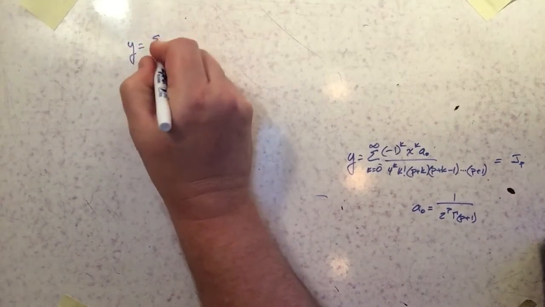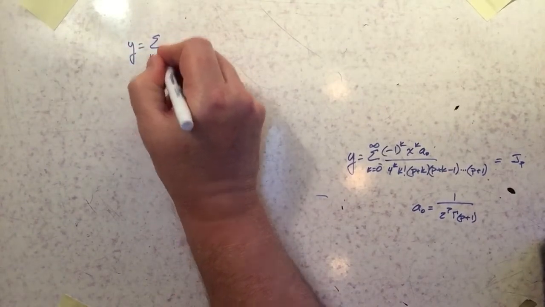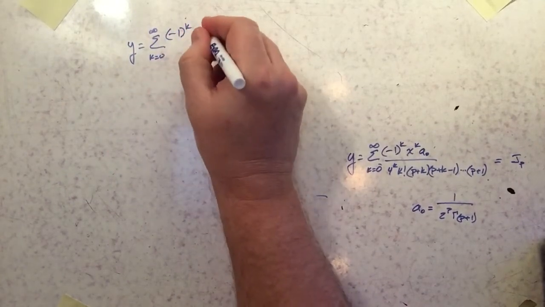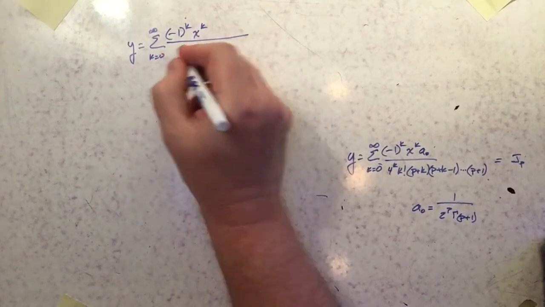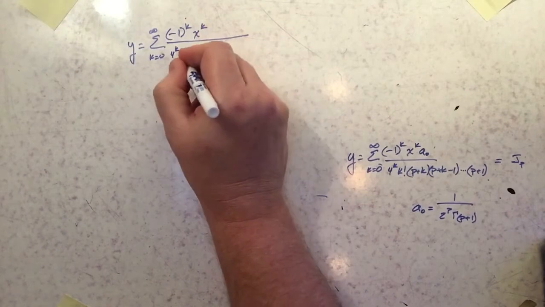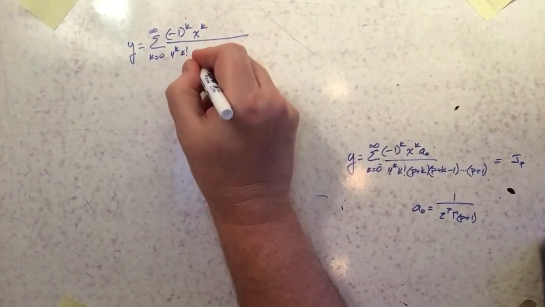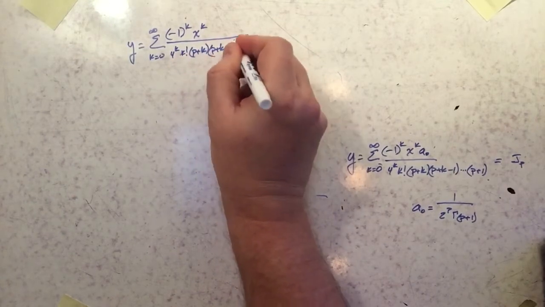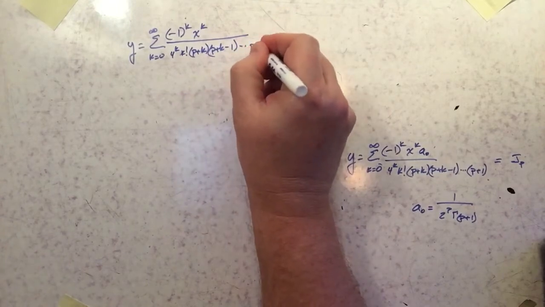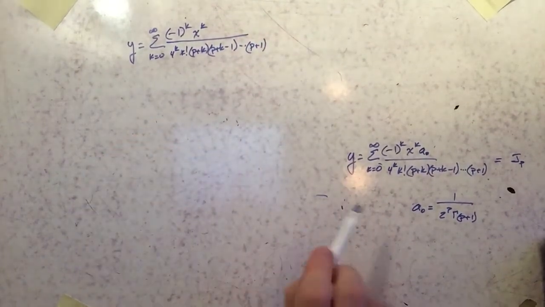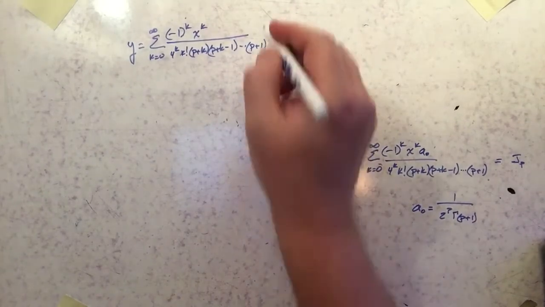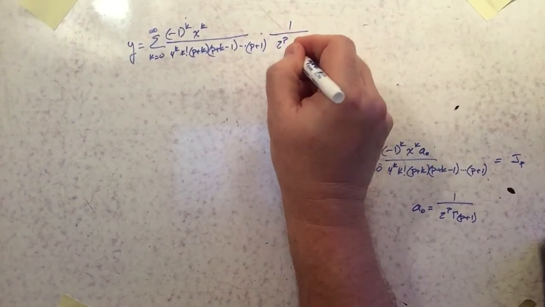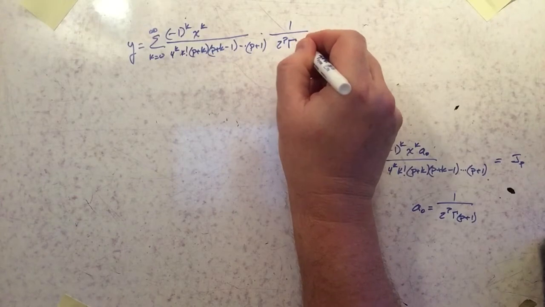y is equal to the summation k equals 0 to infinity of negative 1 to the k, x to the k, and then all that's divided by 4 to the k, k factorial, and then this weird p plus k minus 1, all the way down to p plus 1. And then I'm going to write in what a naught is. So a naught is 1 over, so it's times 1 over 2 to the p, and then the gamma function of p plus 1.